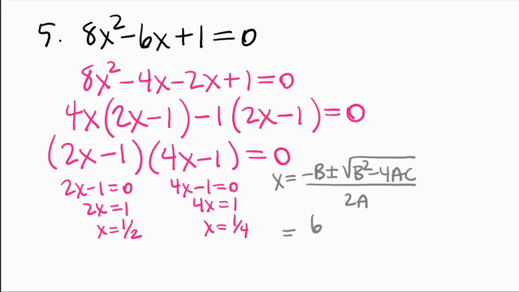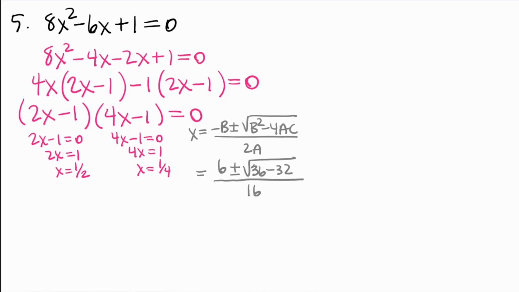negative, so that's positive 6, plus or minus the square root of b squared is 36, minus 4 times a times c is minus 32, divided by 2a would be 16. It looks like I'm going to need a little more room here. Okay, that's going to be the square root of 4, so that's 2 over 16.